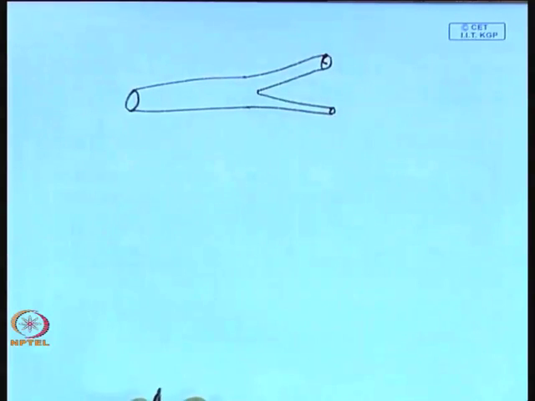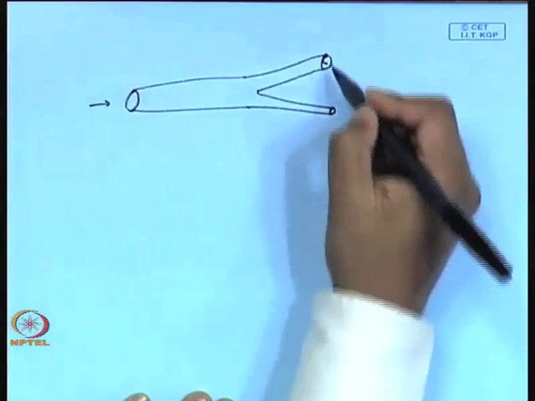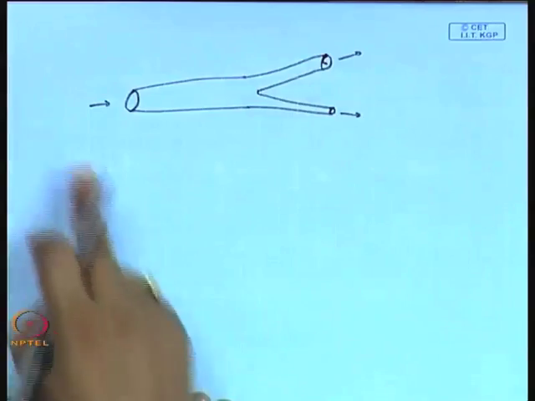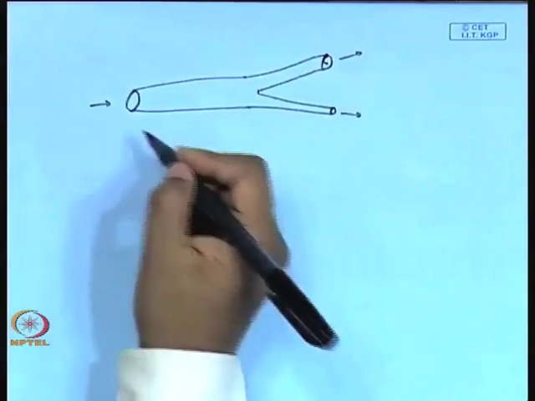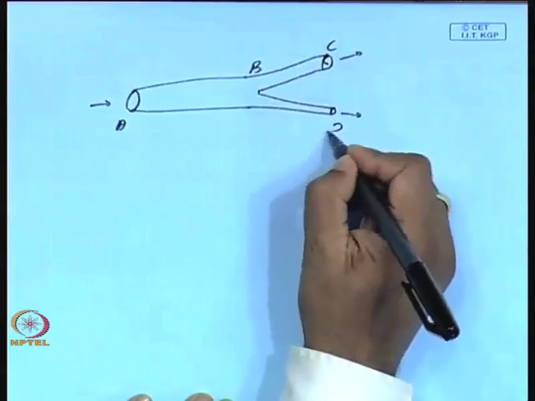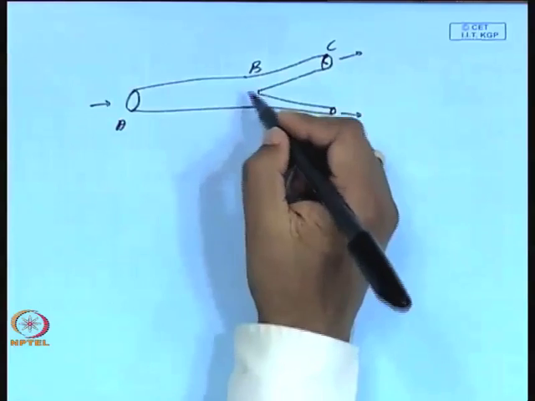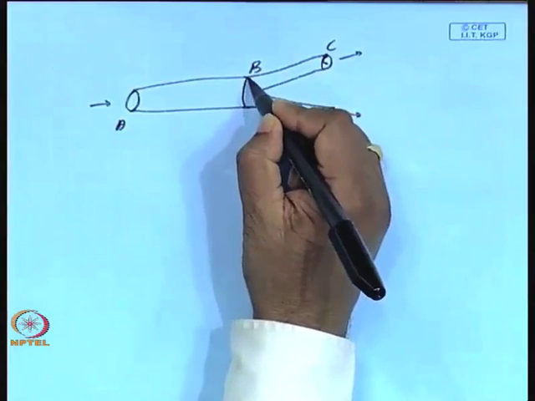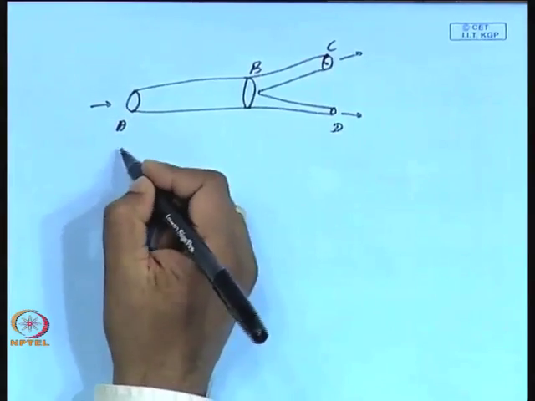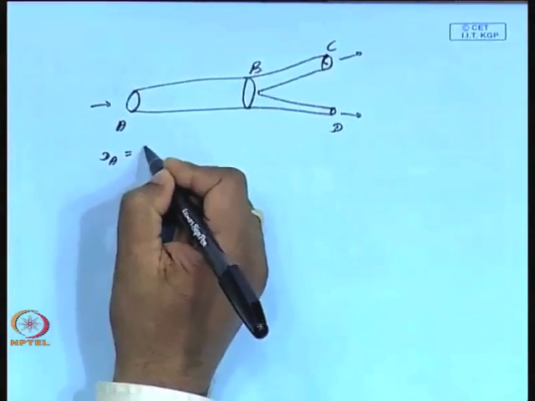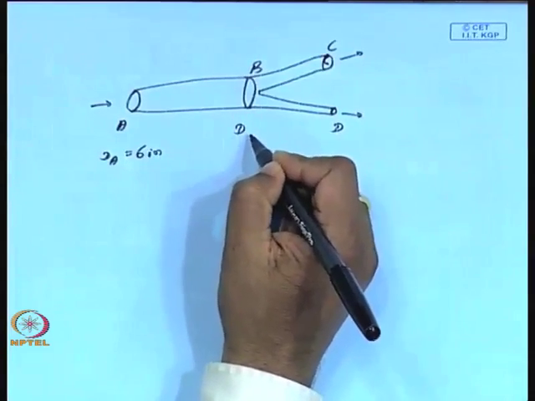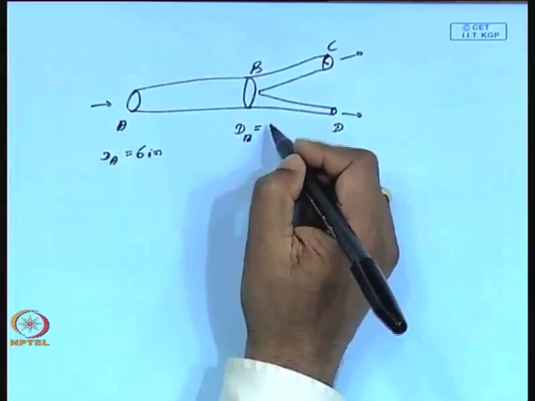So, this is a tube. Fluid will enter through this end and exit this way. Let these points be A, B, C and D. If I say my diameter dA is 6 inch here, and here dB, the diameter at the point B, is equal to 12 inch.